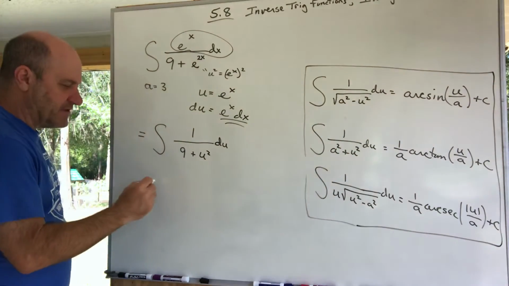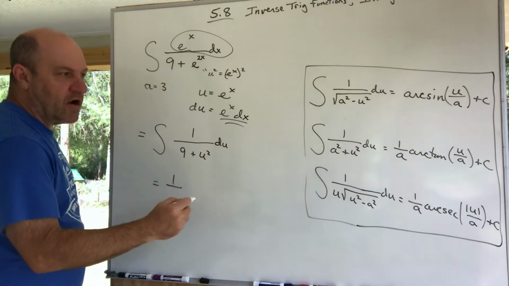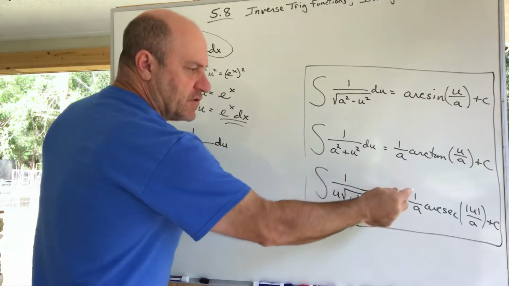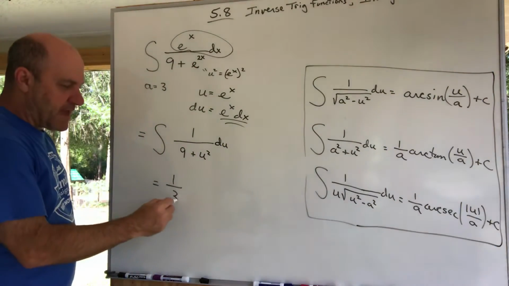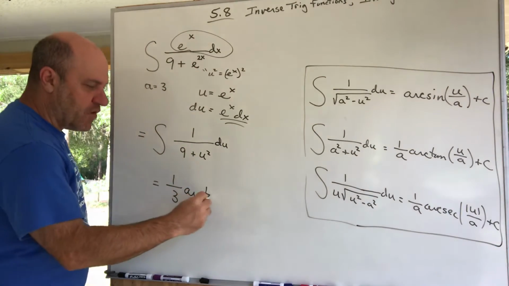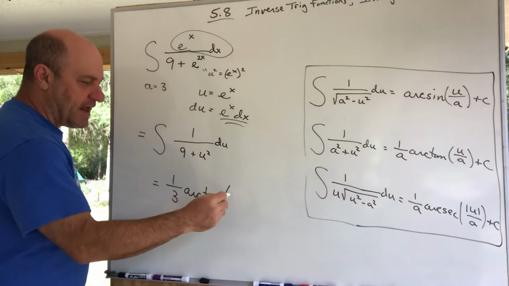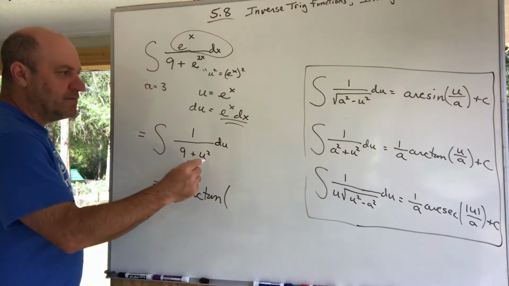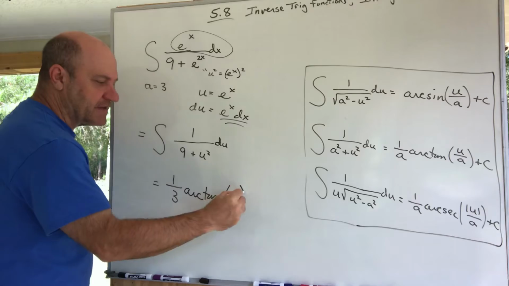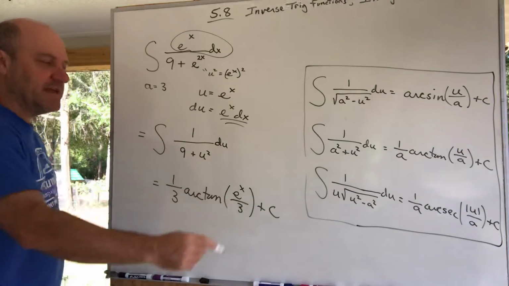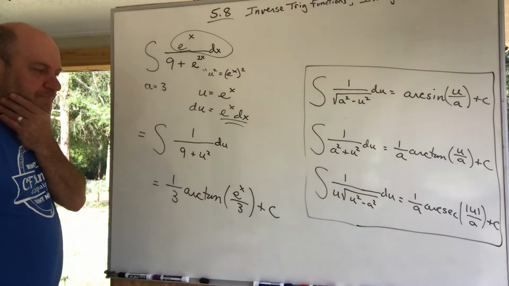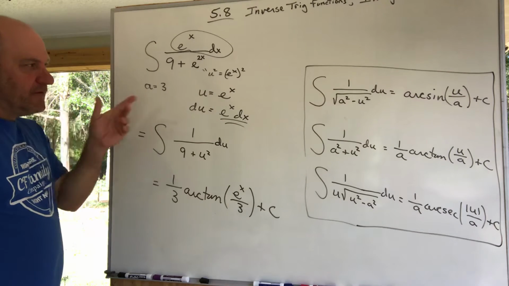So here I go. The answer is 1 over a. Arctangent has a 1 over a. So does arcsecant. Arcsine doesn't have that. Okay. 1 over a, arctangent, u over a. What was the u? Oh, there it is. E to the x over a, which was 3. Yeah, there's the answer. So that was a nice problem.